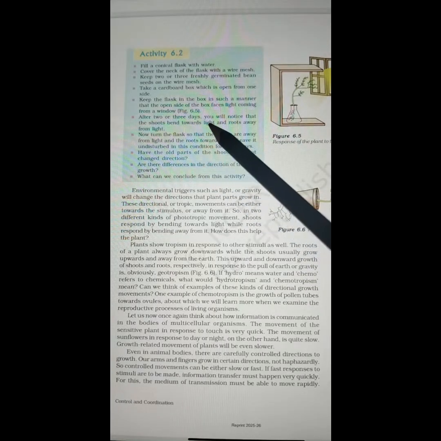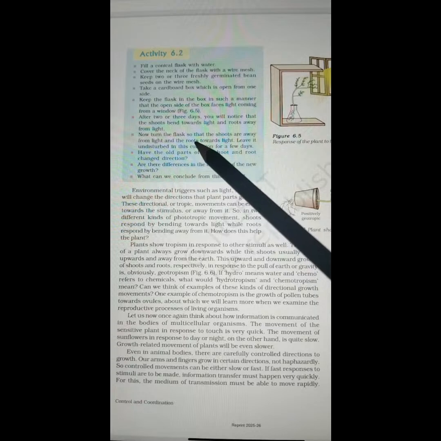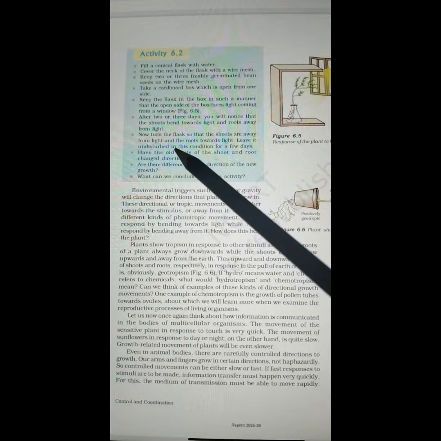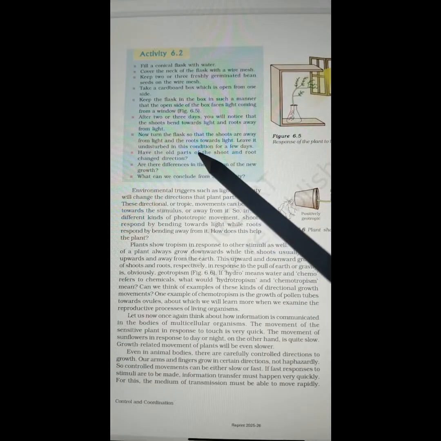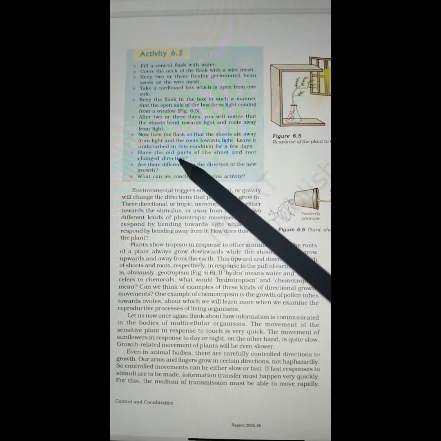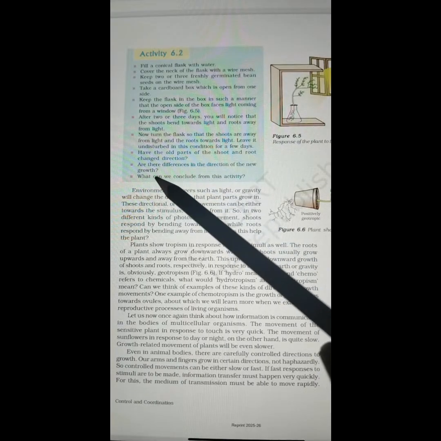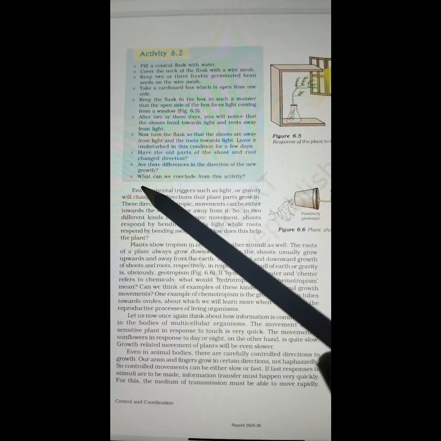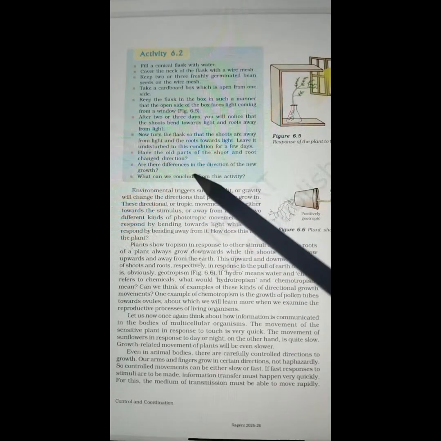After 2 or 3 days, you will notice that the shoots bend towards light and roots away from light. Now turn the flask so that the shoots are away from light and the roots towards light. Leave it undisturbed in this condition for a few days. Have the old parts of the shoots and roots changed direction? Are there differences in the direction of the new growth? What can we conclude from this activity?